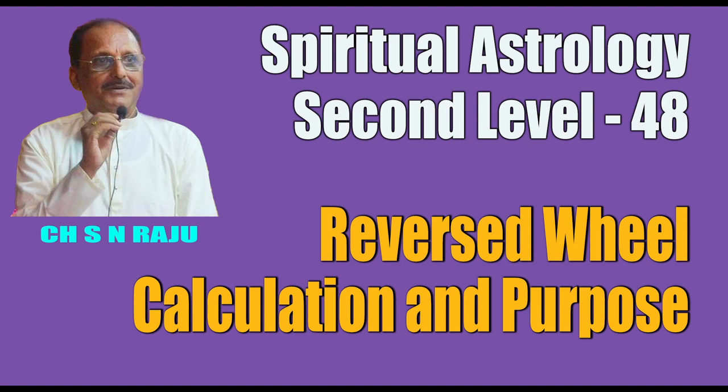Then we have to calculate the horoscope for the date. This is the progressed horoscope for the 25th year. It is in the clockwise direction in the first category. Now let us go to the second category. Here we have to go backward in the anti-clockwise direction.